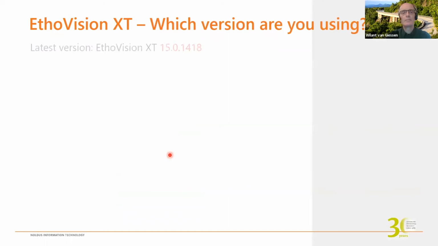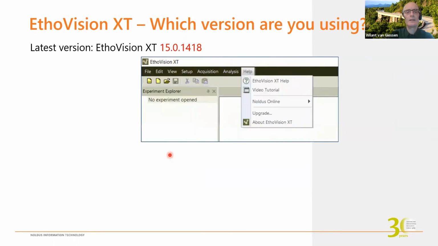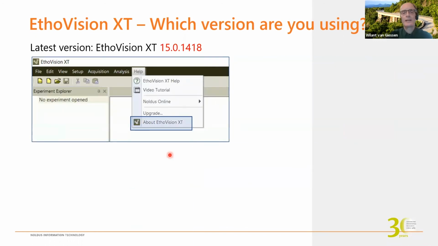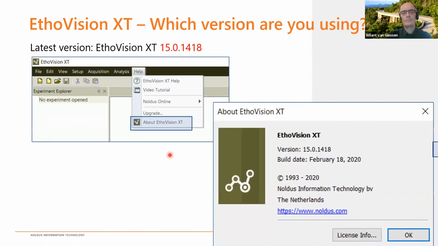Now, what I've been using here is the latest version of EthoVision, 15.0.1418. And to find out which version you are using right now, you plug in your hardware key and start it up, and it actually tells you which version you are using.